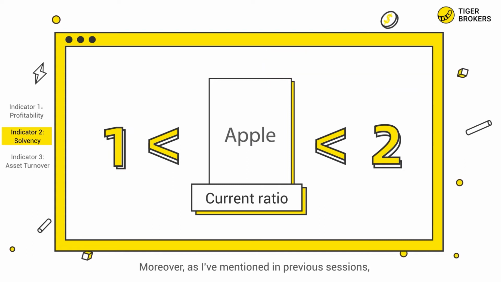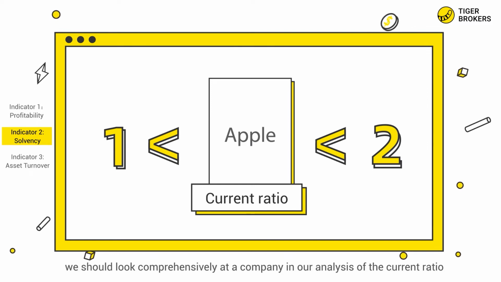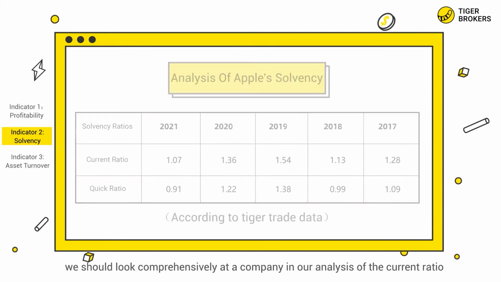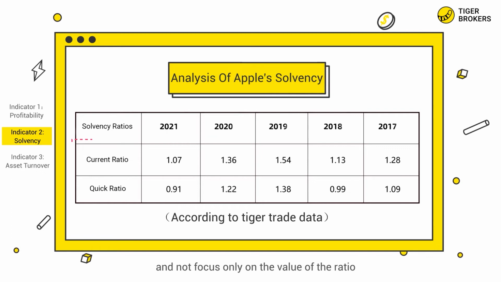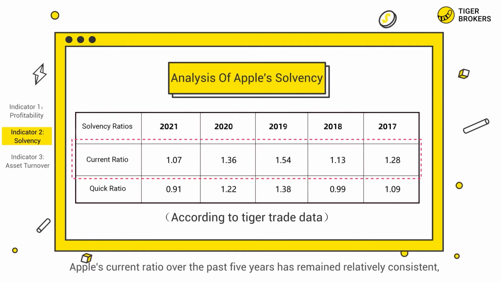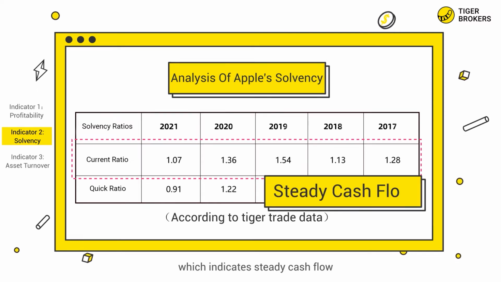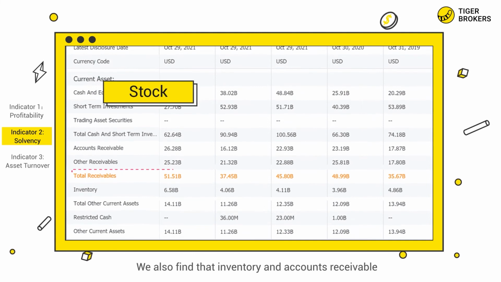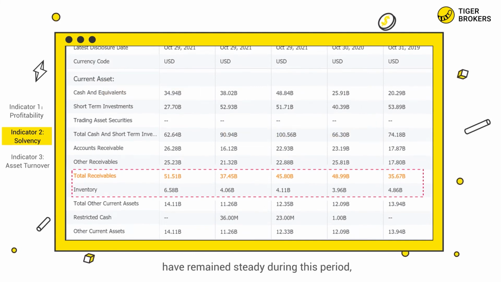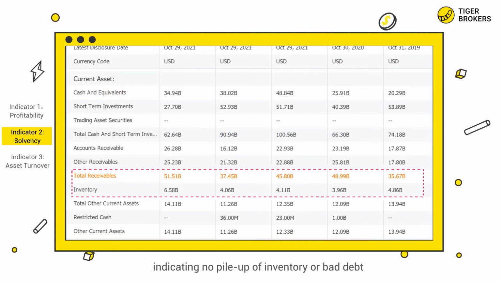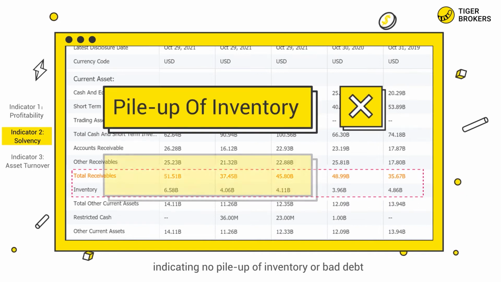Moreover, as I've mentioned in previous sessions, we should look comprehensively at a company in our analysis of the current ratio and not focus only on the value of the ratio. Apple's current ratio over the past 5 years has remained relatively consistent, which indicates steady cash flow. We also found that inventory and accounts receivable have remained steady during this period, indicating no pile-up of inventory or bad debt.